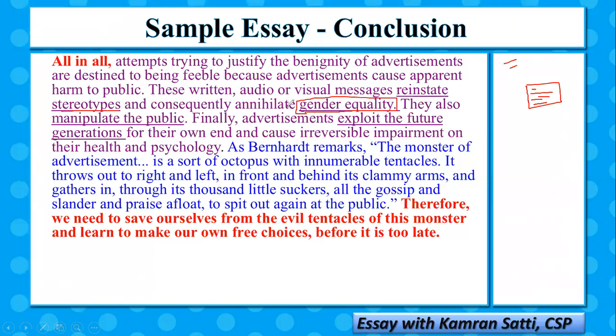So these are the various points which you could have written in your body paragraph, but I haven't mentioned those in here. I have just told you how to write a counter argument paragraph, and then I have written a sample concluding paragraph. So these are the points which are basically part of the various counter argument paragraphs. So you shouldn't get confused about where these terms are coming from, okay? Finally, advertisements exploit the future generations for their own end. There's also a paragraph about this, how advertisements exploit the future generations and cause irreversible impairment on their health and psychology.